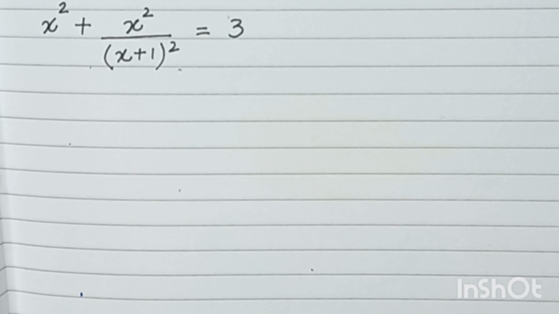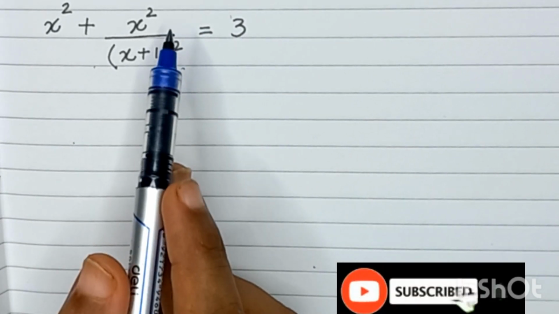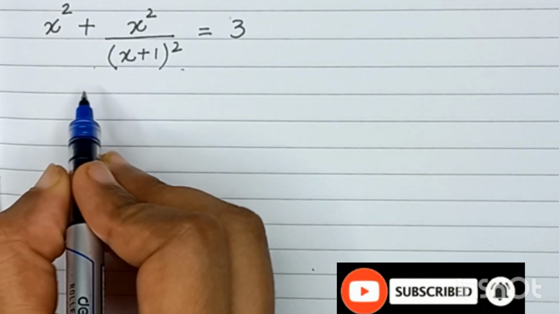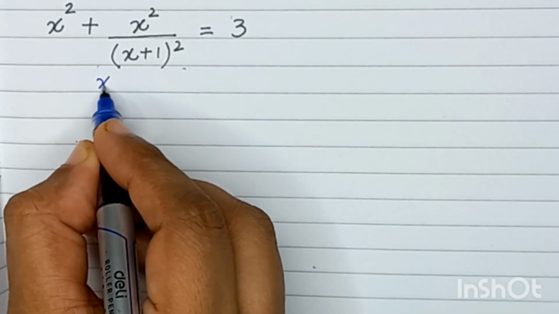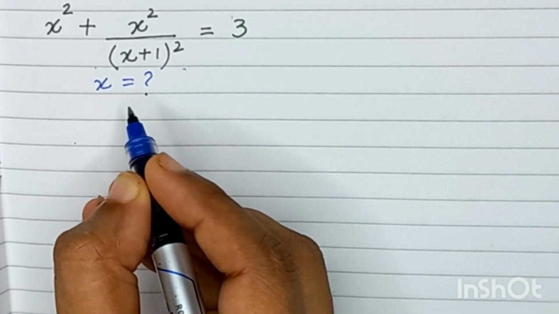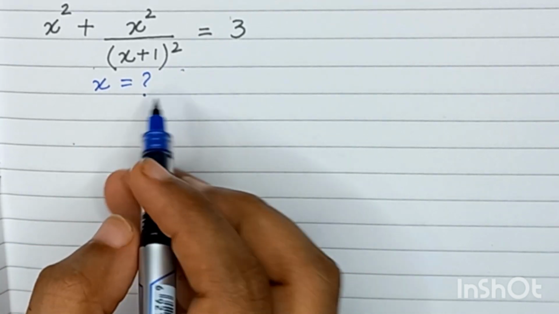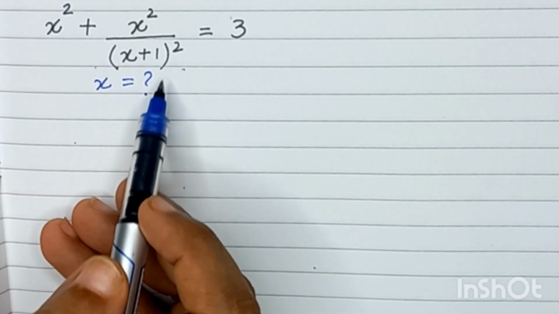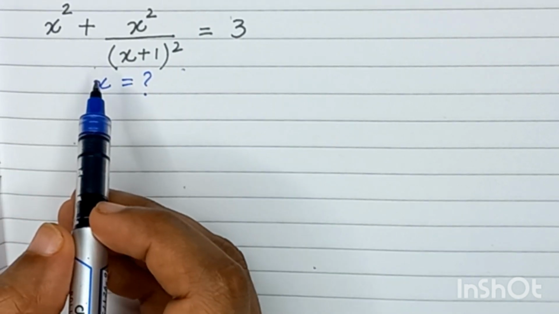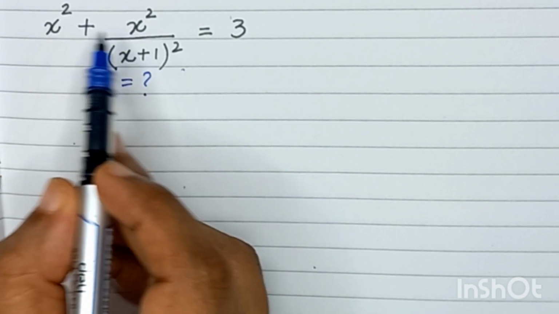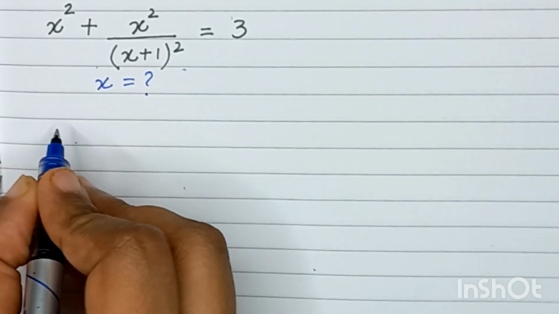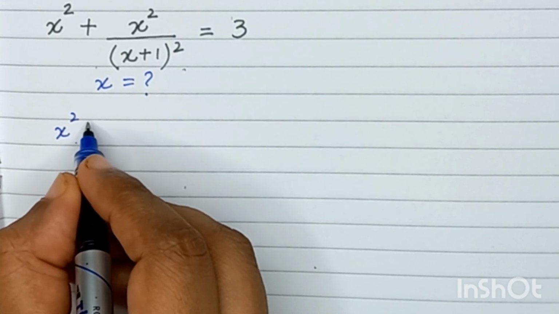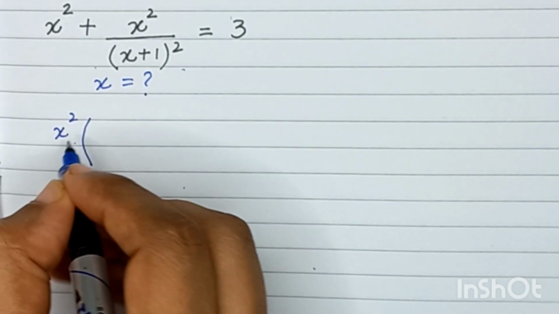Today I have a question: x square plus x square divided by (x plus 1) whole square is equal to 3, and we will find the value of x from the above equation. Here we have x square plus x square divided by (x plus 1) whole square. We can see that in both terms x square is common, so we will take x square common.